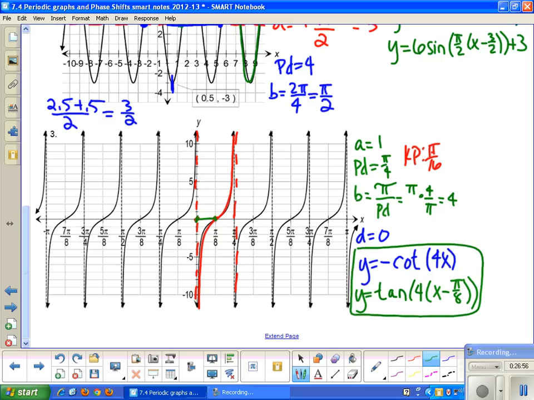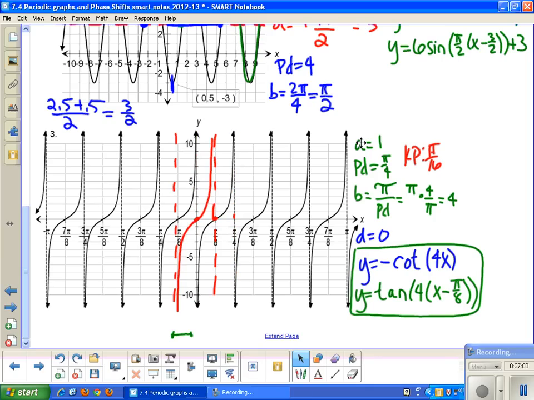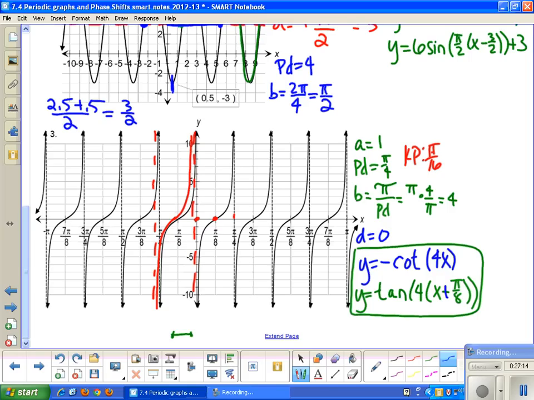Of course, there are other equations. We could have had a shift if I moved my tangent graph from here to here. Of course, then we're moving our graph to the left. So if we move my graph to the left, instead of minus pi over 8, another graph that I could have had would have been just changing this to a plus pi over 8, and it gives you the same thing.